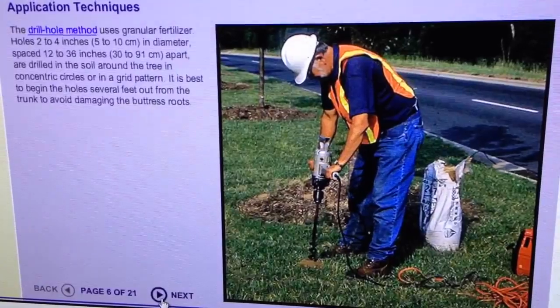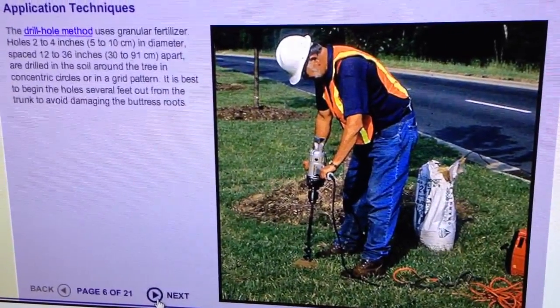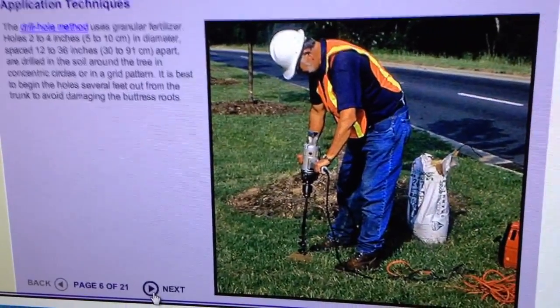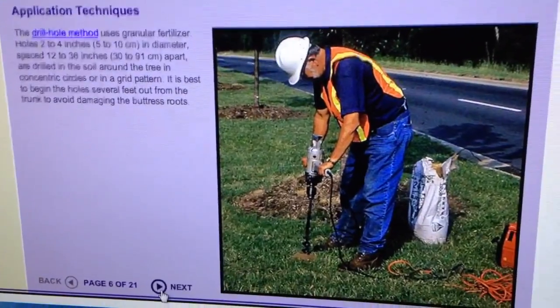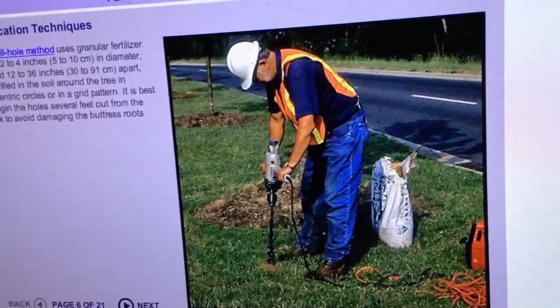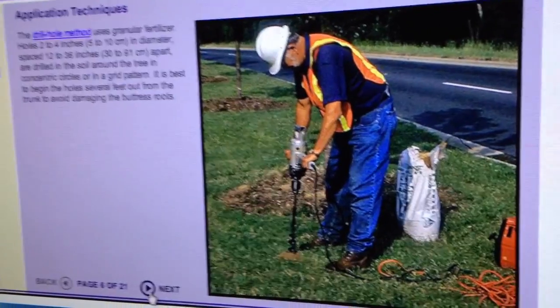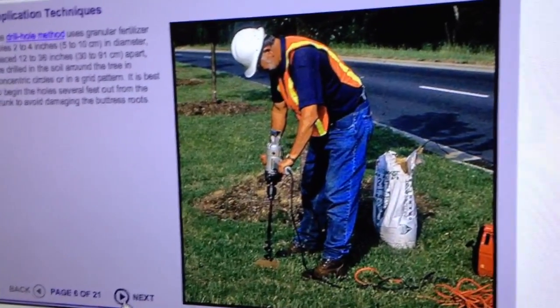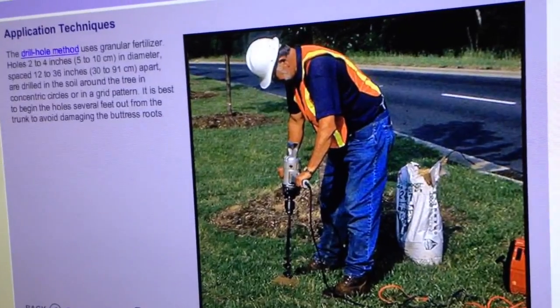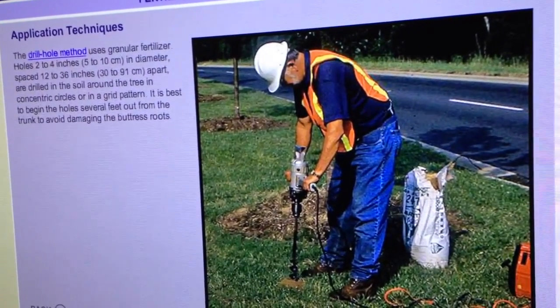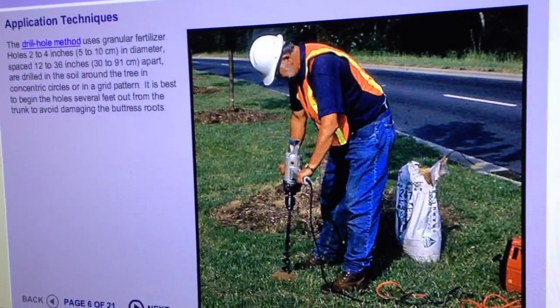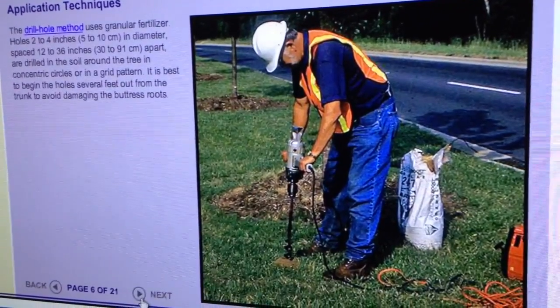The drill hole method uses granular fertilizer. Holes 2 to 4 inches, 5 to 10 centimeters in diameter, spaced 12 to 36 inches, 30 to 91 centimeters apart, are drilled in the soil around the tree in concentric circles or in a grid pattern. It is best to begin the holes several feet out from the trunk to avoid damaging the buttress roots.